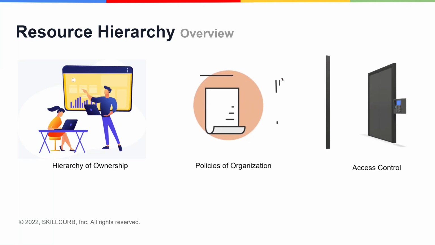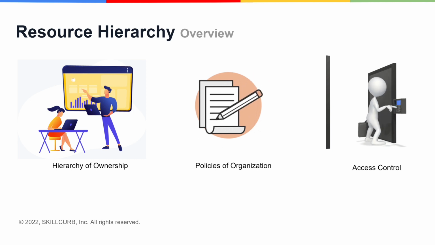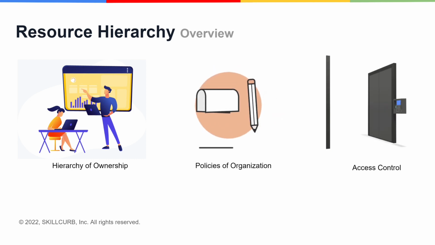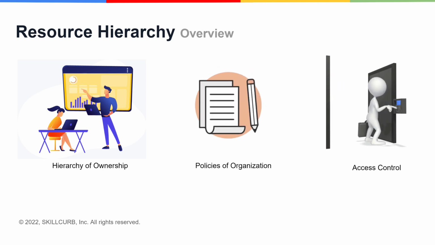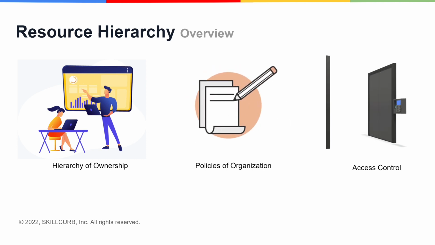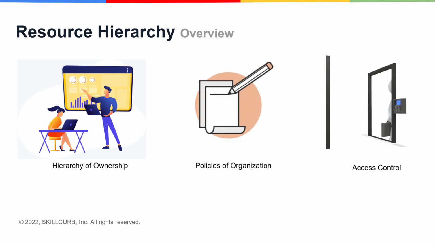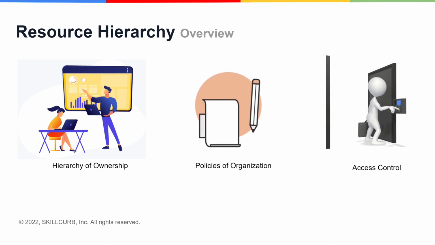It's important to understand the way resources are organized in the Google Cloud Platform. In the Google Cloud, resources are organized hierarchically, and so we say that our resources are in a hierarchy. It serves two purposes. Firstly, it establishes a hierarchy of ownership that links the life cycle of a resource to that of its immediate parent. And secondly, it provides attach points for organization policies, access control, and inheritance.